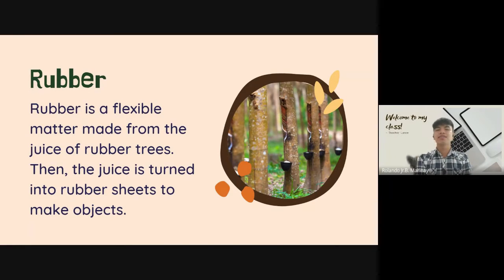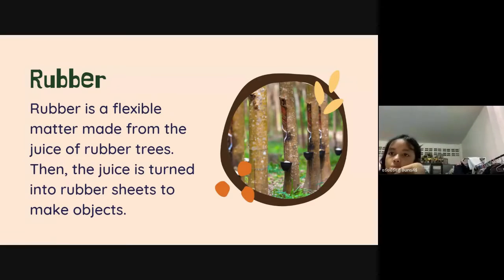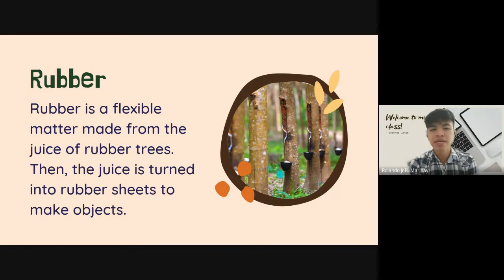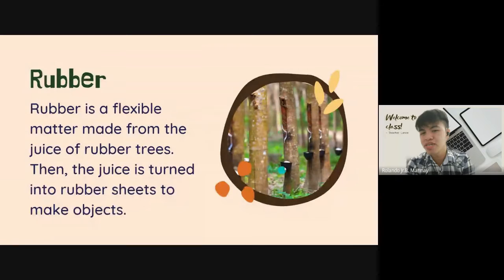Okay. The next material is rubber. Say rubber. Rubber. Okay. There's a lot of rubber trees. Rubber is a flexible matter made from the juice of rubber trees. These are called rubber trees, and the juice in it can become rubber. Then the juice is turned into rubber sheets to make objects. That's why you also have the rubber band, the rubber shoes, the rubber mat, because of the material called rubber.